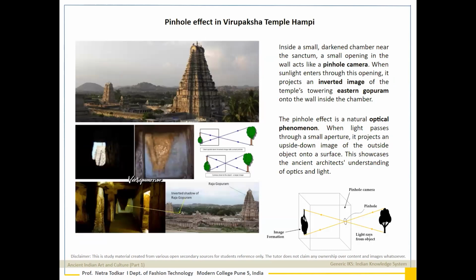Pinhole effect of Virupaksha temple, Hampi, Karnataka. The pinhole effect is a natural optical phenomenon where we can see an inverted image of the object that is present opposite to the hole. So we can see the image of the Gopura reflected here on the inside wall of the temple. So this is the main Gopura, and here you can see the reflected image.